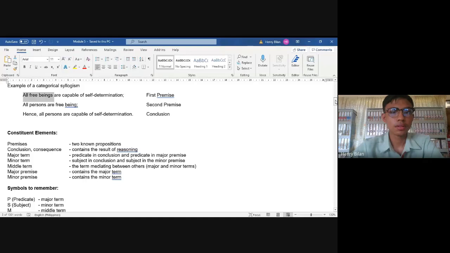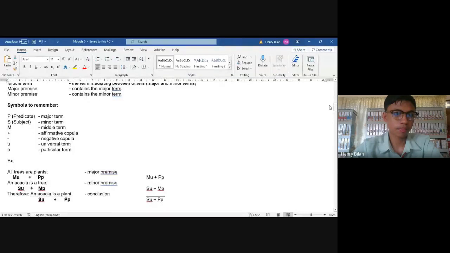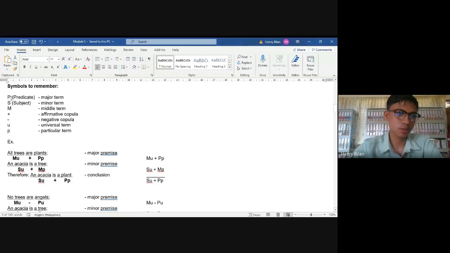Kailangan. So, we have the symbols. Yung ginagamit na symbol sa major term is P, predicate. So, huwag niyong kalimutan yan. It's not M, okay? It's not M. Symbol for minor term is S because subject. Middle term is M because it is middle. Ito lang ginamit.